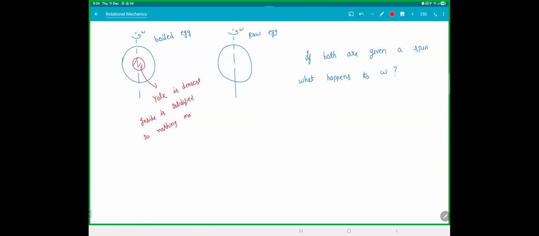Therefore, moment of inertia remains same. Therefore, omega remains constant. So if you just take a boiled egg and spin it, it'll just rotate normally. Nothing happens.